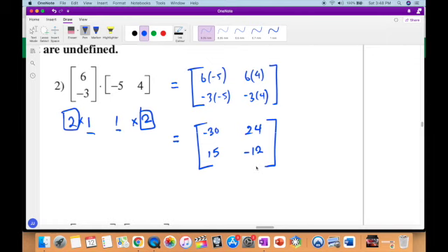Alright, so what did you do wrong, Squisher? You what?